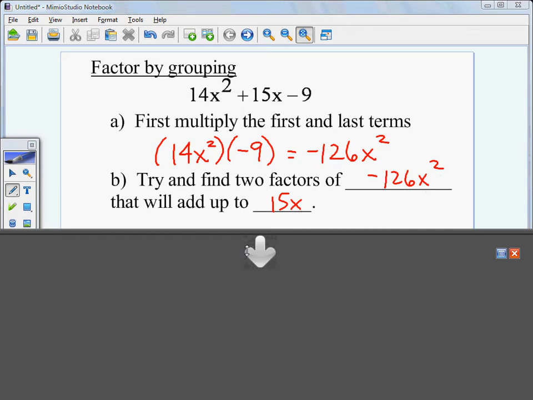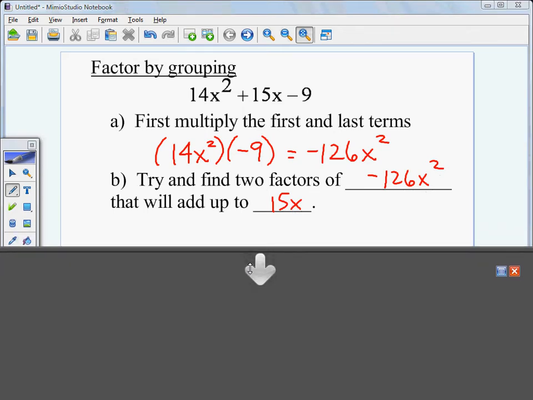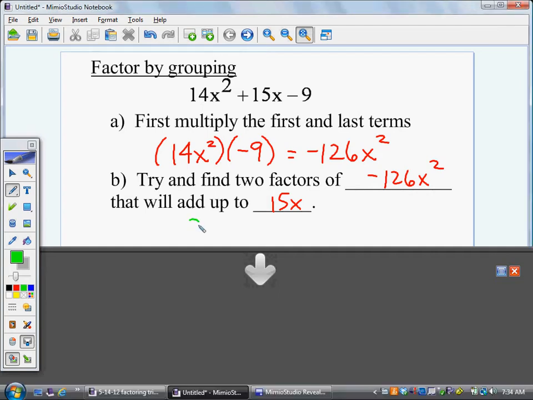So this is where you're going to have to go through a little bit of guess and check and figure out what factors of 126 add up to 15. And it turns out that the two factors are 21x and negative 6x.